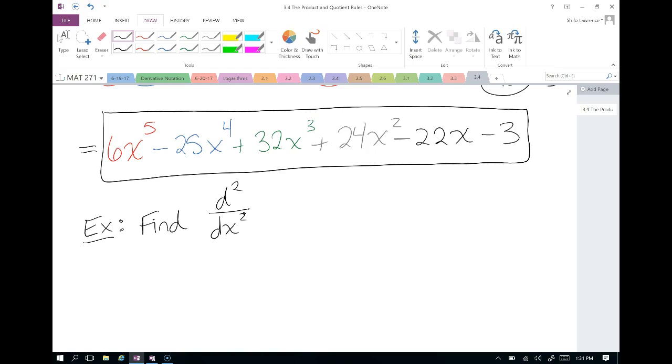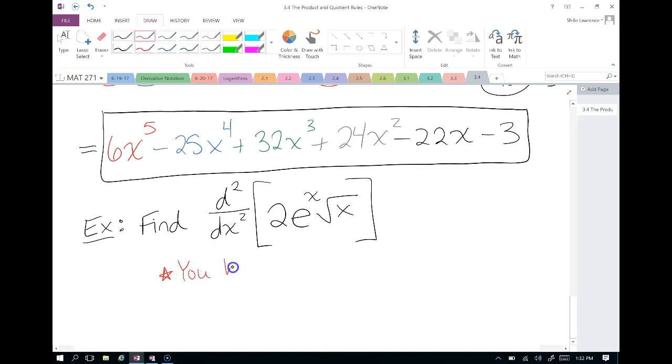for, and a lot of these, unfortunately for right now, could be fixed with algebra until we learn a few more rules and until we learn our trigonometry, which is just a couple of sections away. Let's do 2 e to the x square root x. Now our goal is to get to the second derivative, but remember, you can't jump straight to the second derivative. You have to do the first derivative first.